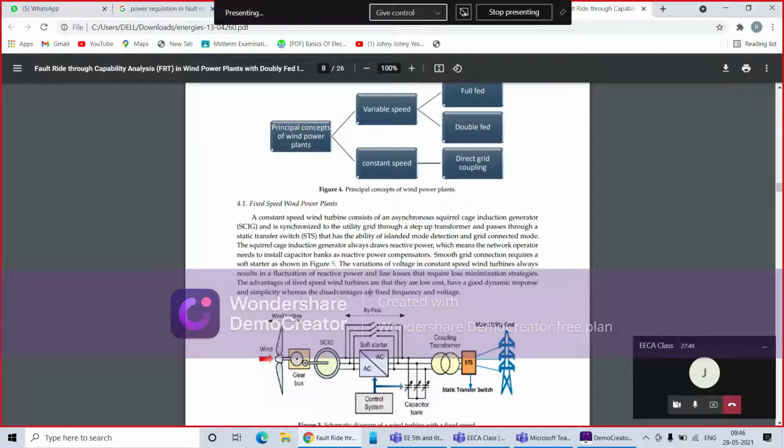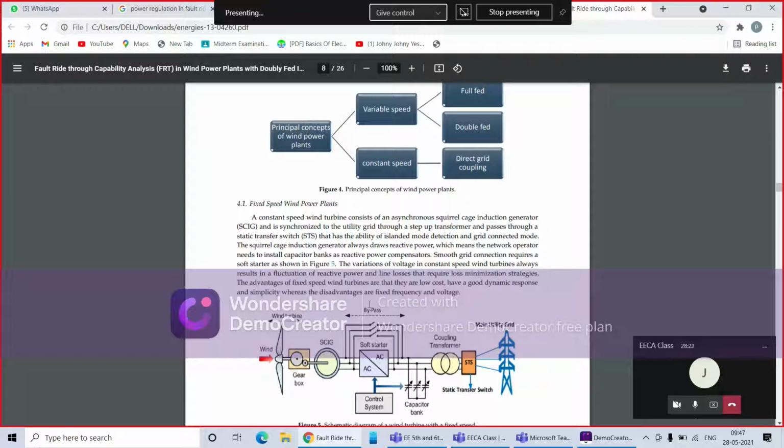Okay, so as you can see, smooth grid connection requires a soft starter as shown. So soft starters are provided to get a smooth grid connection, and the variation of voltage in constant speed wind turbine always results in a fluctuation of reactive power and line losses that require loss minimization strategies. The advantages of fixed speed wind turbines are that they are low cost, have a good dynamic response and simplicity, whereas the disadvantages are fixed frequency and voltage.